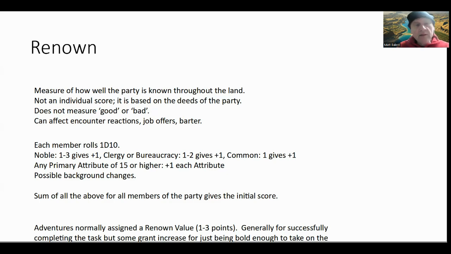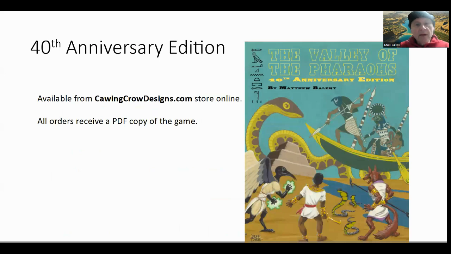Now, renown can change a little bit based on whether, say, NPCs join the party or characters leave the party. And it's generally 1 to 3 points. Again, that's detailed in the rules, how you might lose renown or gain renown as the party changes over time, beyond the actual deeds of the party. So that's it for the secondary attributes.